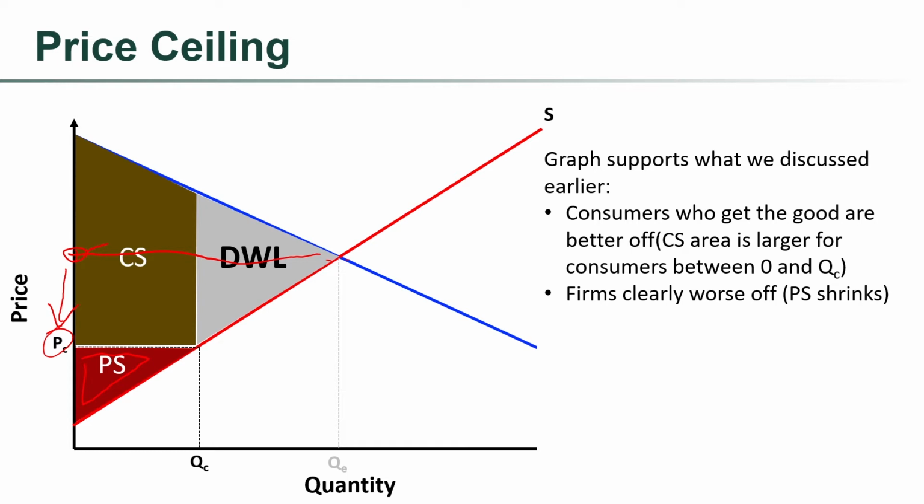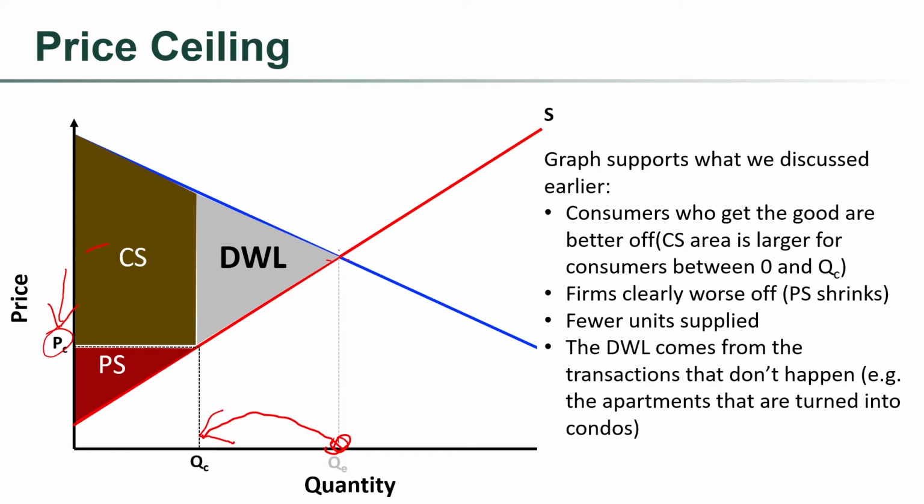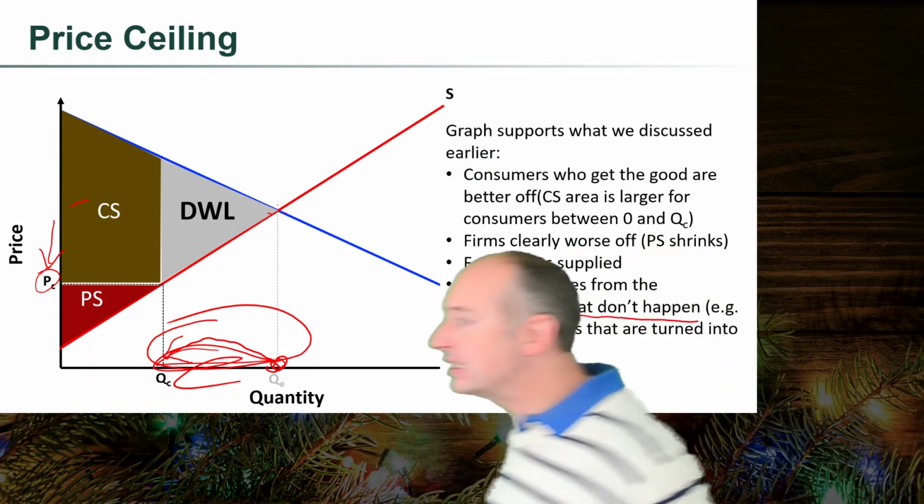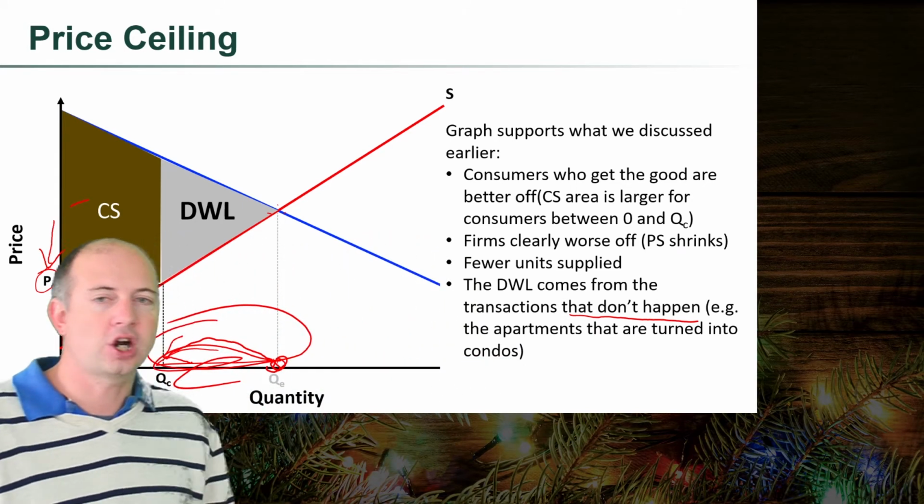Next, we could think a little bit more about the deadweight loss and the change in supply. So we get fewer units supplied. In equilibrium, we would have this many, because the price ceiling goes down to here. So fewer units supplied. And this brings us to the deadweight loss, right? These units right here, the deadweight loss comes from transactions that don't happen. All of these apartments here that aren't rented out to anyone. So think about we talked about the apartments that are turned into condos, or the apartment buildings that aren't built because the developers can't charge a high enough price to make it work.